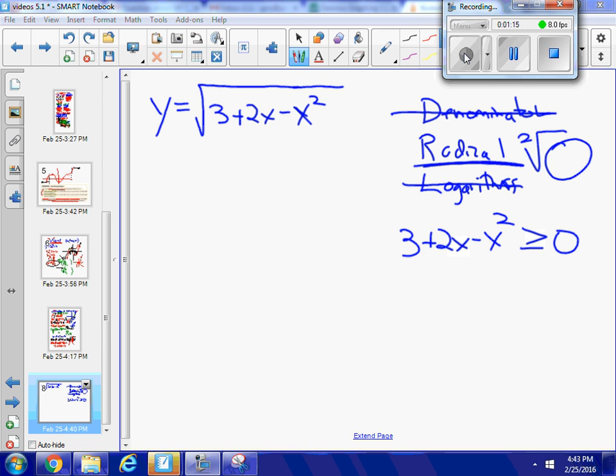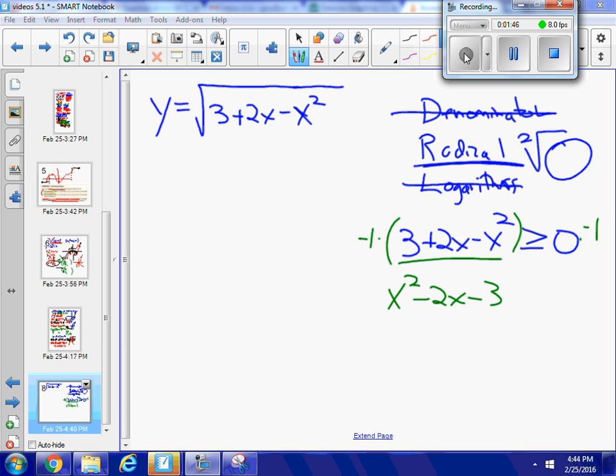This is a polynomial inequality. So I'm going to take you back to pre-calculus or algebra 2, and you can remember how those work. First of all, I don't like this in this format because I have this negative x squared. It's all backwards to me. I'd rather have it in standard form. So I'm going to multiply both sides of this inequality by -1, and I'm going to end up with x squared minus 2x minus 3.